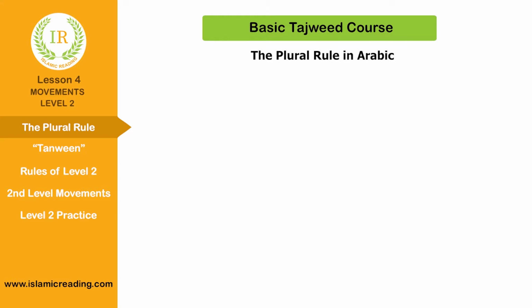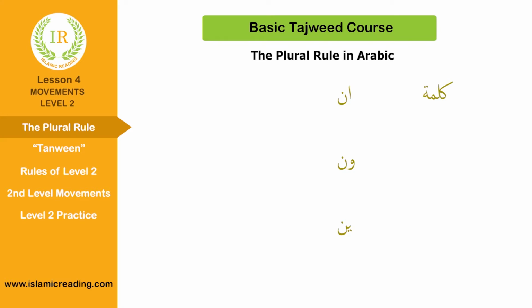Let's start now. In the Arabic language, there are three combinations of letters which, if added at the end of other words, make them plural. These combinations are Alif Nun, Vaw Nun, and Ya Nun. Let's see how they work.